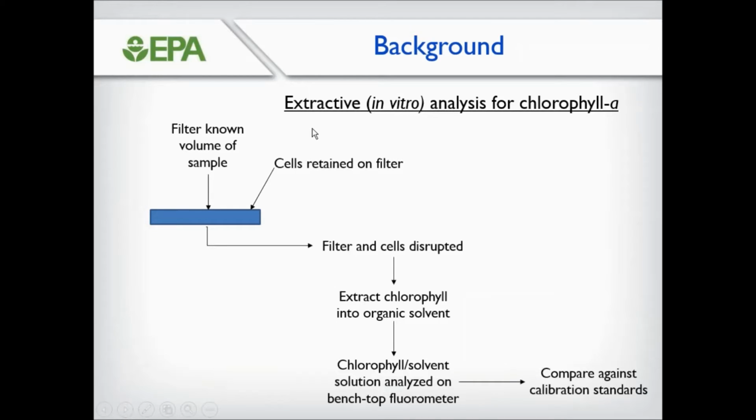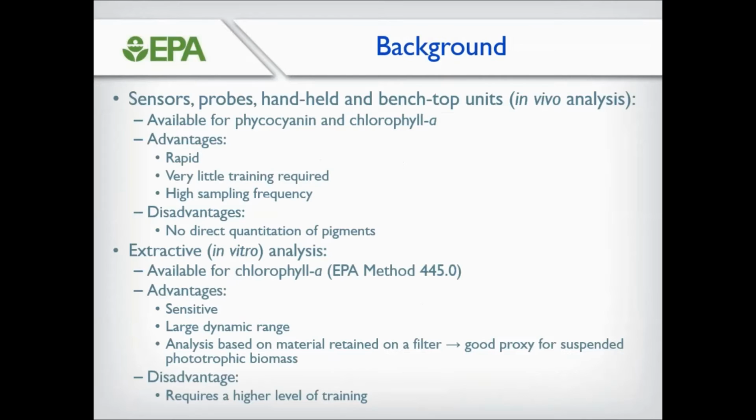There's also another method called extractive or in vitro analysis for chlorophyll. And this is a process where we filter a known volume of sample, and these cells are retained on the filter. And then this filter and the cells are disrupted, and you then extract the contents into an organic solvent. And then that organic solvent with the chlorophyll in it is analyzed on a benchtop instrument. And then that result is compared against calibration standards, and that process yields an actual quantitative estimate of how much chlorophyll was in suspension, was contained in the cells that were in suspension and retained on the filter.